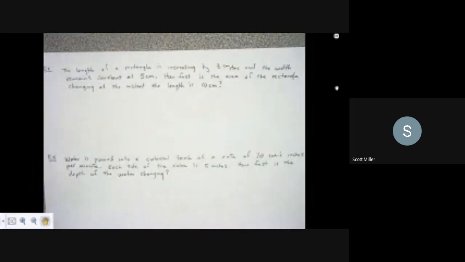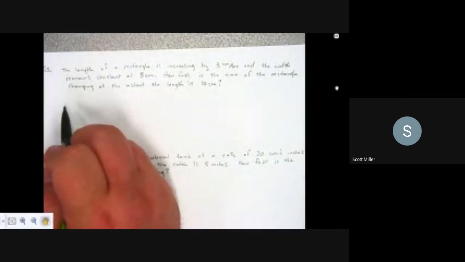The length of a rectangle is increasing by 3 centimeters per second, and the width is remaining constant at 5 centimeters. How fast is the area of the rectangle changing at the instant the length is 10 centimeters? Again, you just do it exactly the same way every single time. You do not deviate. You do not change.